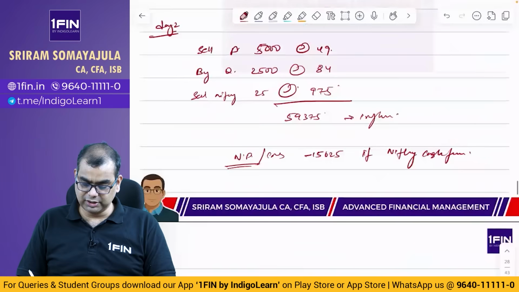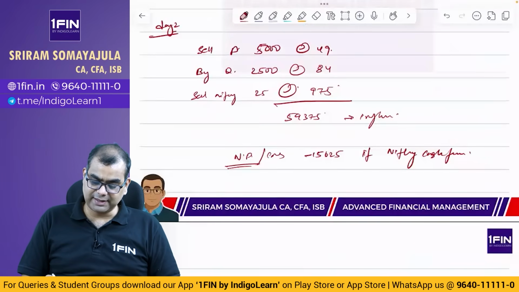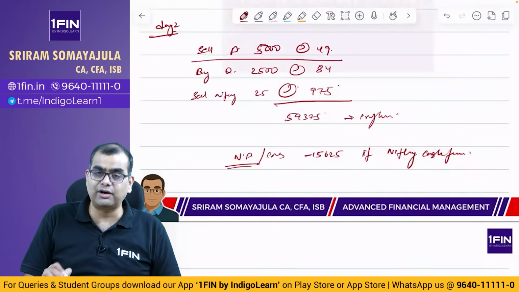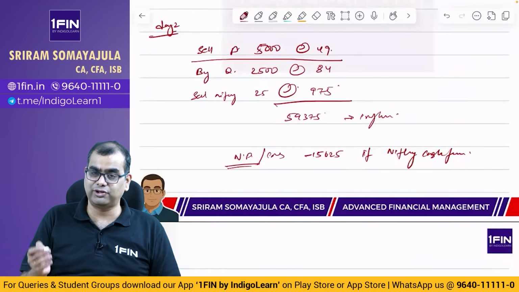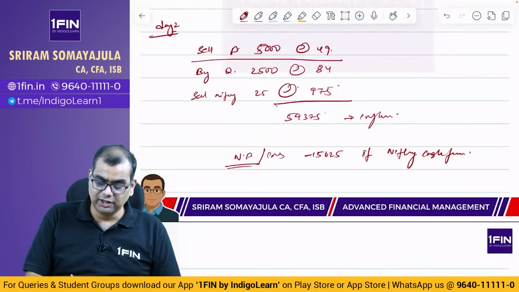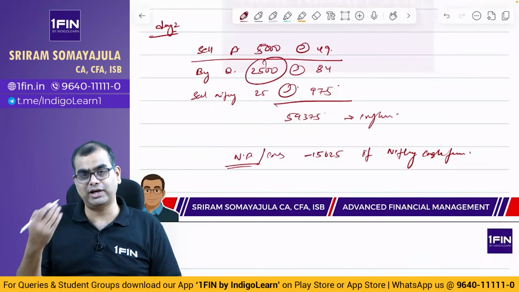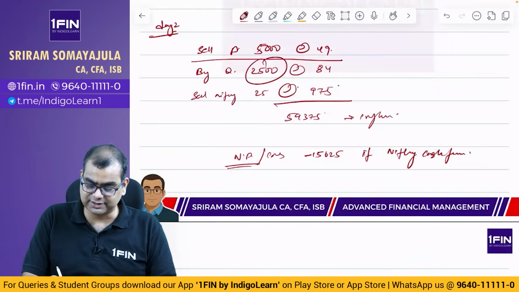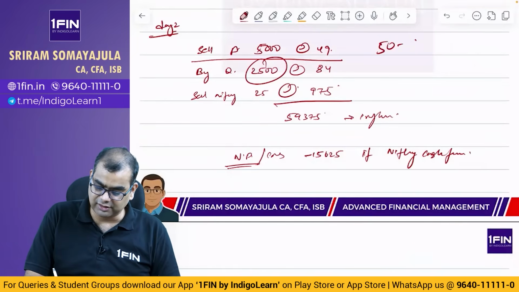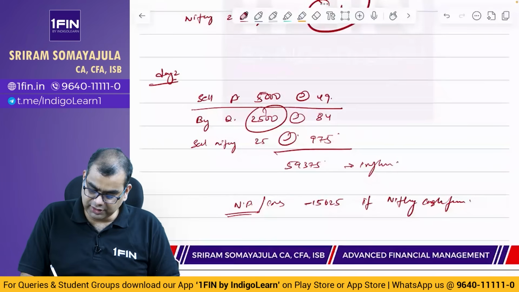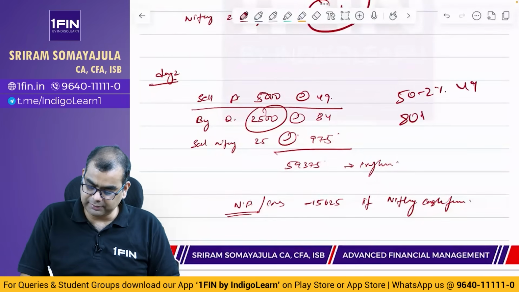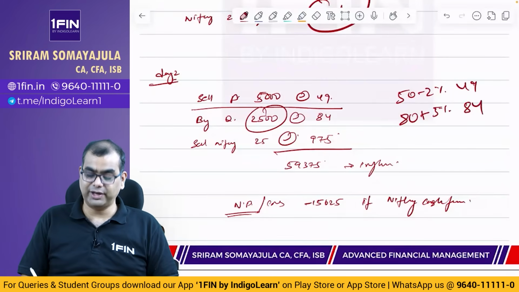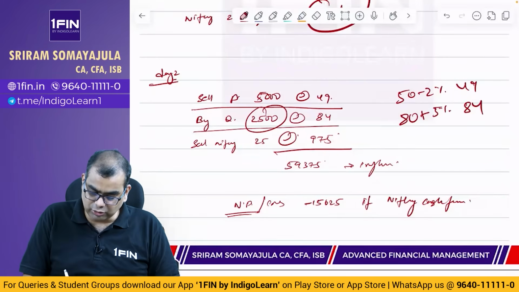Now, in this, day two, what has happened? You have sold your 5,000 shares, whatever you have purchased at 50, you have sold them at 49. 2,500 shares, whatever you have sold at 80, you have to buy back at plus 5%. See, 50 minus how much? 2%. 50 minus 2% makes it 49. 80 plus 5% makes it 84. Okay. So he has to buy now 2,500 at 84.